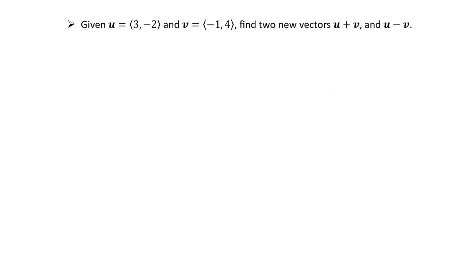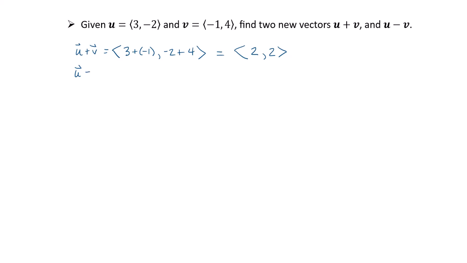Given vector u = (3, -2) and vector v = (-1, 4), find two new vectors, u plus v and u minus v. So my vector u plus v, adding those vectors, will have 3 plus negative 1 and negative 2 plus 4. The resultant vector is (2, 2).